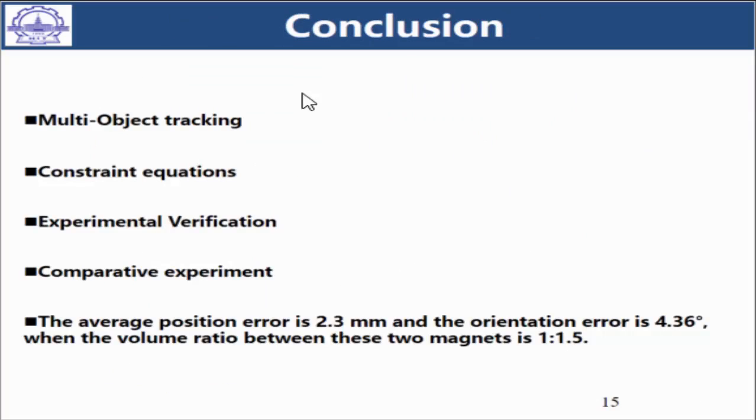Okay, in this paper, we proposed an improved 6D pose detection method, which is based on the constrained multiple magnets tracking method. Experimental results have verified the proposed method. The average position error is 2.3 millimeters, and the orientation error is 4.3 degrees. Comparison experiments have also been carried out to study the relationship between the volume ratio and the position error. In the future, we will further improve the method to reduce the orientation error. Thank you.